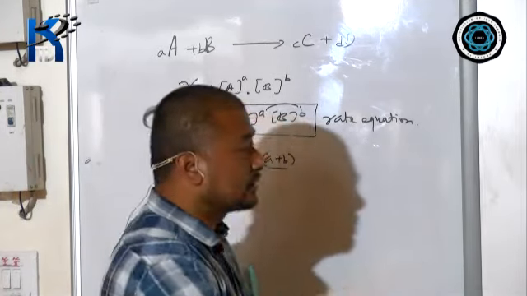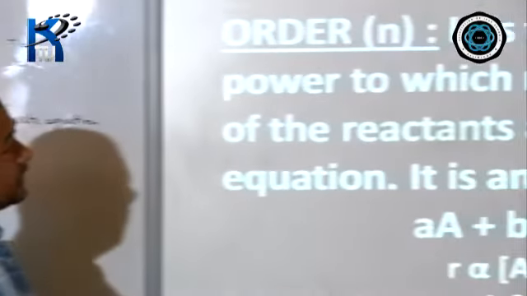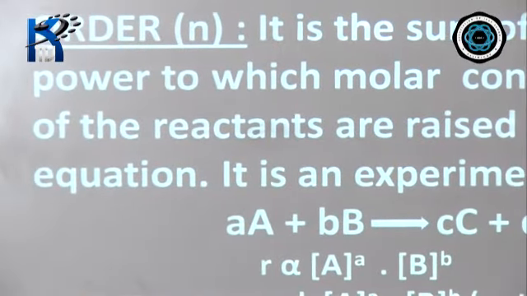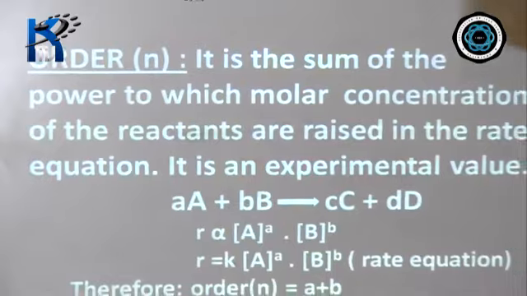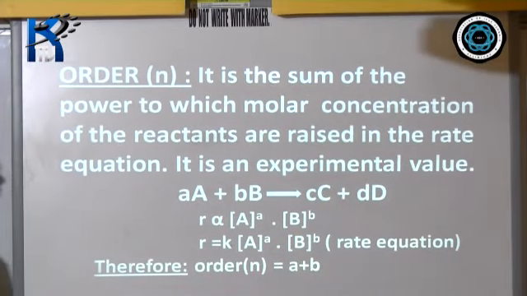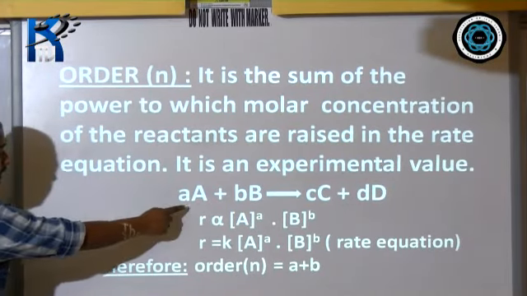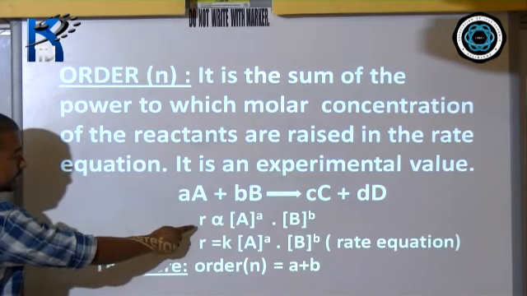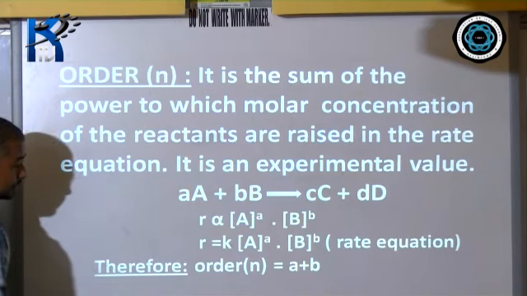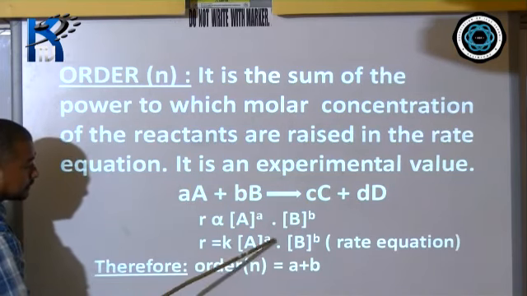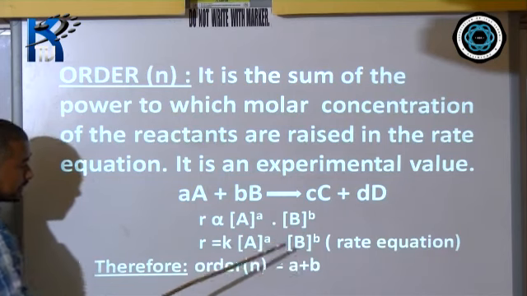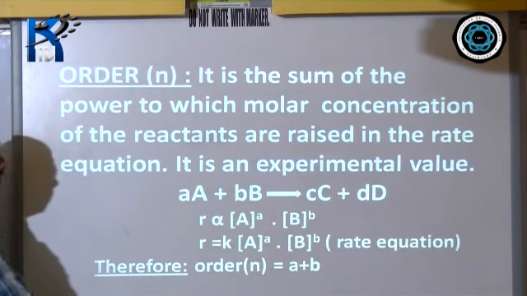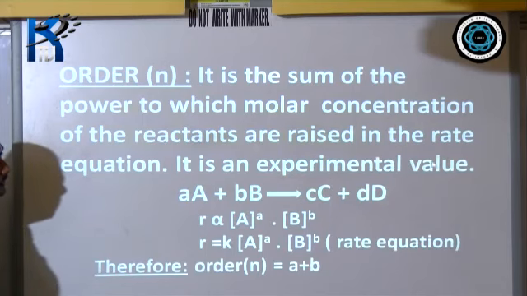Now you can see in this slide, it is the sum of the powers to which molar concentrations of the reactants are raised in the rate equation. Just now I gave you the definition, and if this is the equation, then this will be the rate law, and this will be the rate equation. When you sum up the powers a and b, that will give you the value of what? Order. And do remember, students, order is an experimental value. So this is all about order.